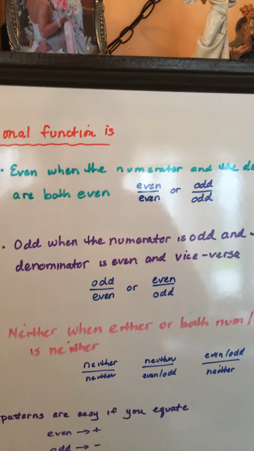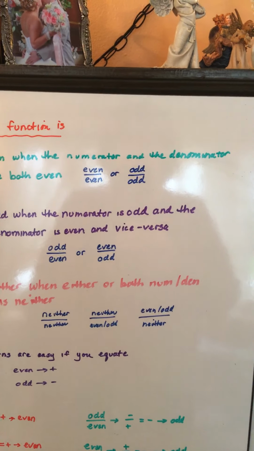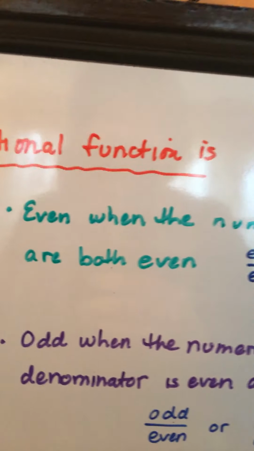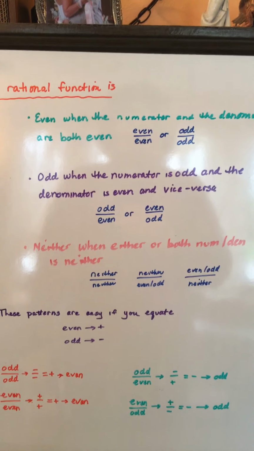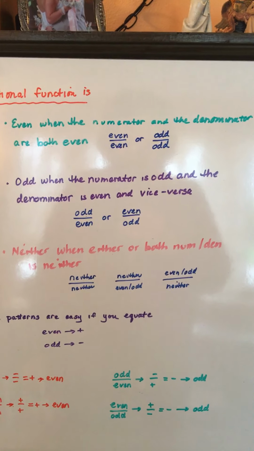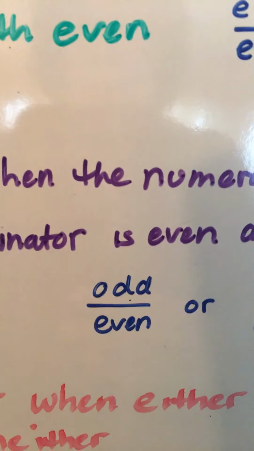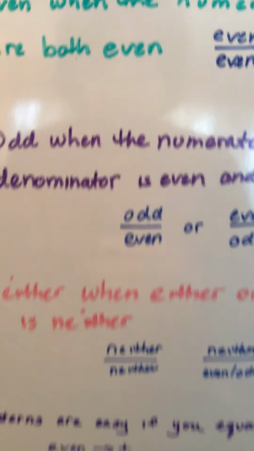A rational function is even when the numerator and denominator are both even or both odd. So even over even or odd over odd, then you'll be an even function. A rational function is odd when the numerator is odd and the denominator is even, or vice versa. That is, odd over even or even over odd gives you an odd answer.